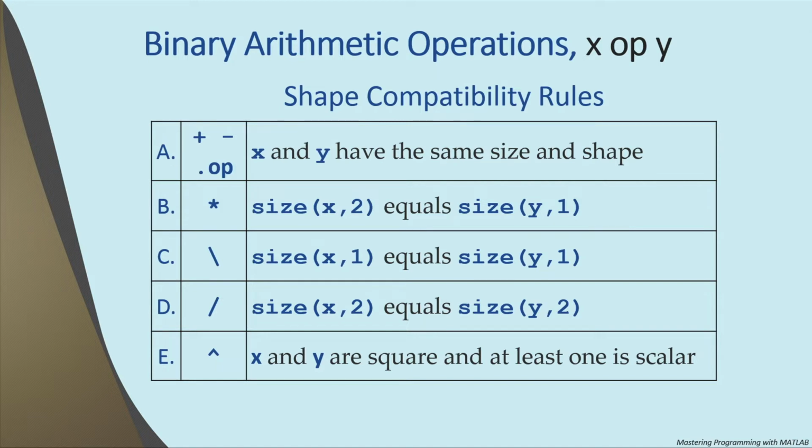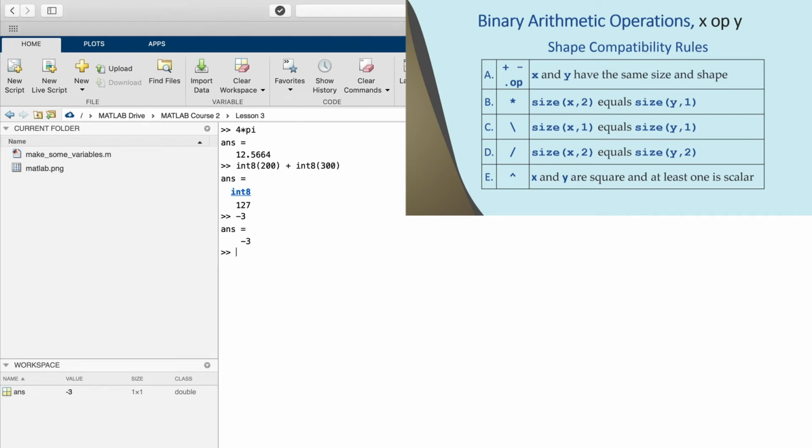Rule B is for multiplication, also known as matrix multiplication, and it says that the size of the second dimension of x must equal the size of the first dimension of y. Or to put it another way, the number of columns of x must equal the number of rows of y. Here's an example that follows that rule. It follows it because the first operand has 3 columns and the second operand has 3 rows. But if you swap these operands, you get an error.